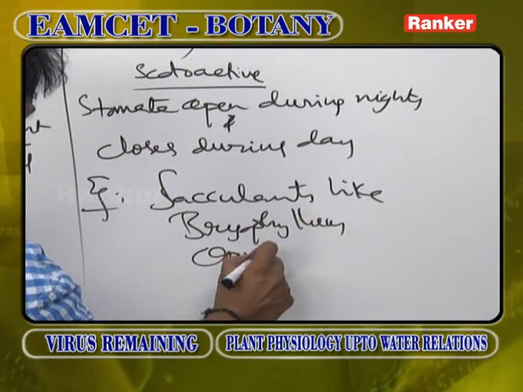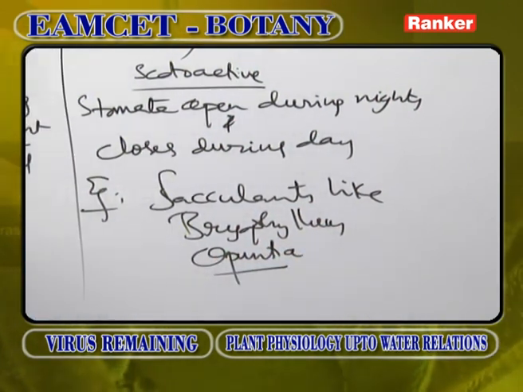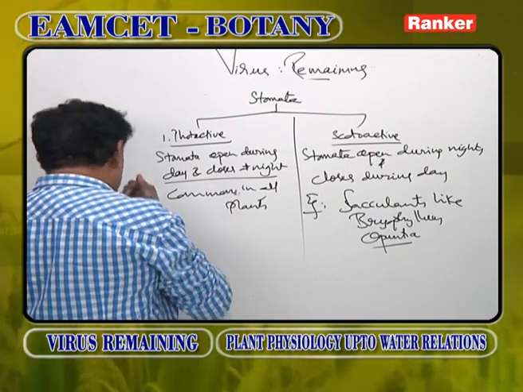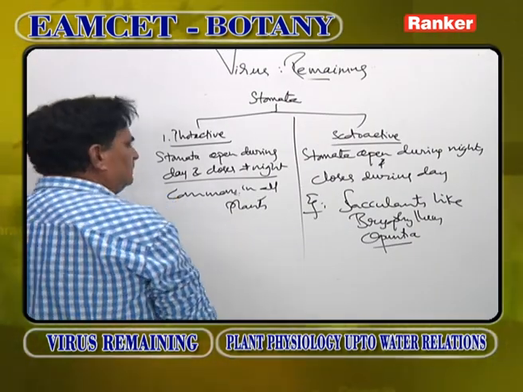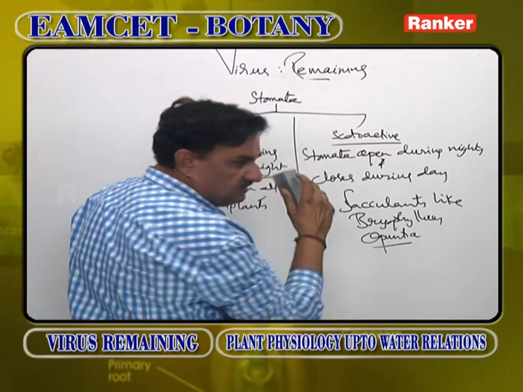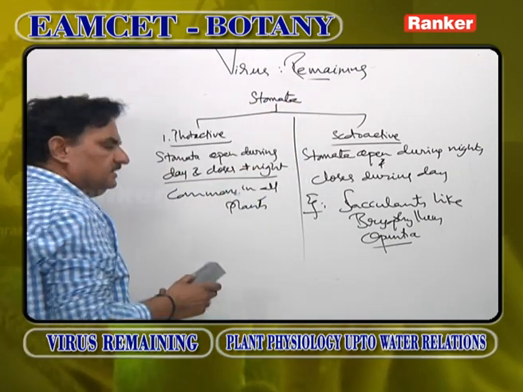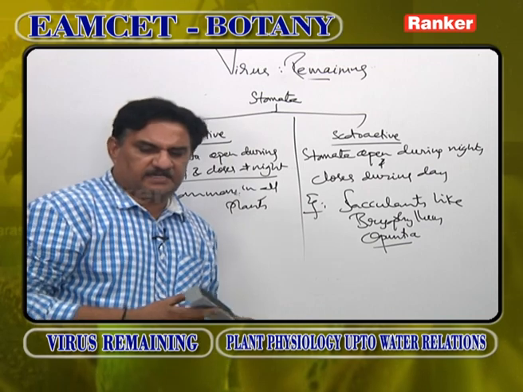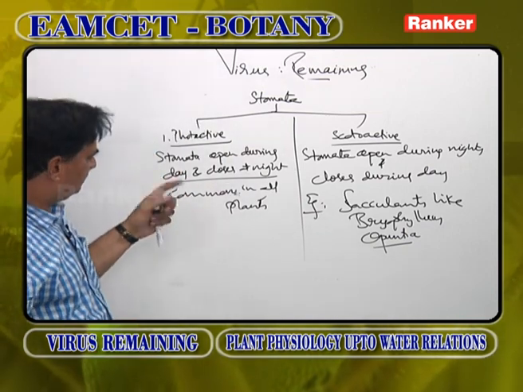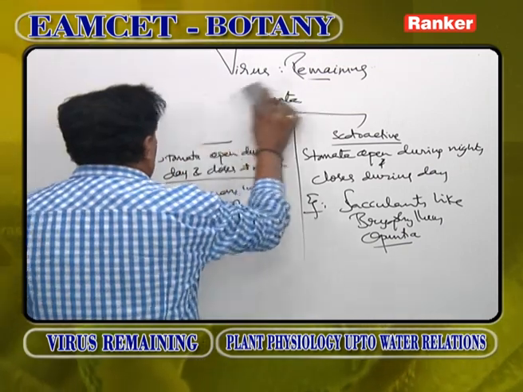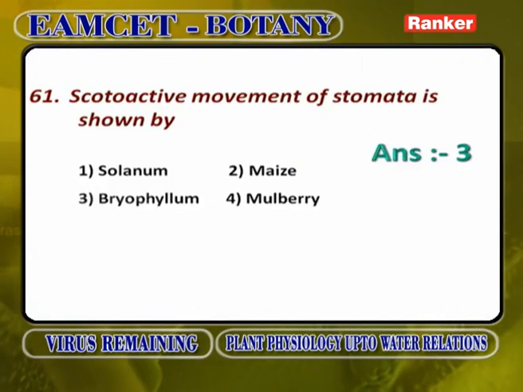In Bryophyllum and opuntia, you will find scotoactive stomata. What is scotoactive? Stomata open during night times and close during day times. Photoactive stomata open during day times. This is the most common concept in almost all plants. Scotoactive, a rare thing seen in Bryophyllum and opuntia, is that stomata open during night time.